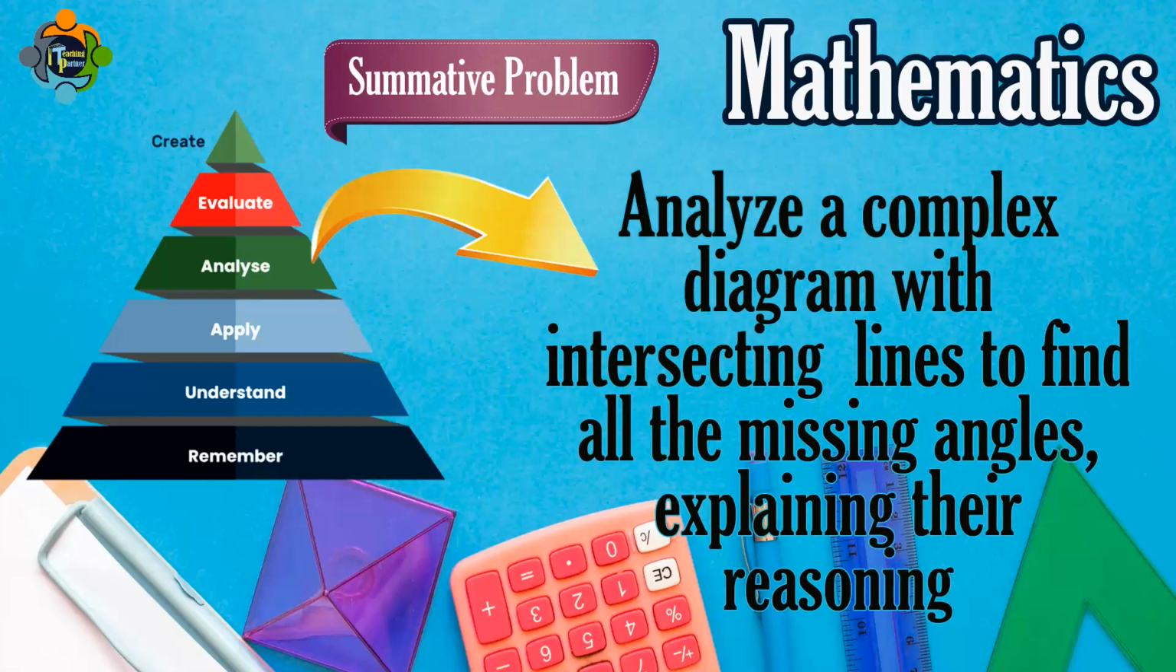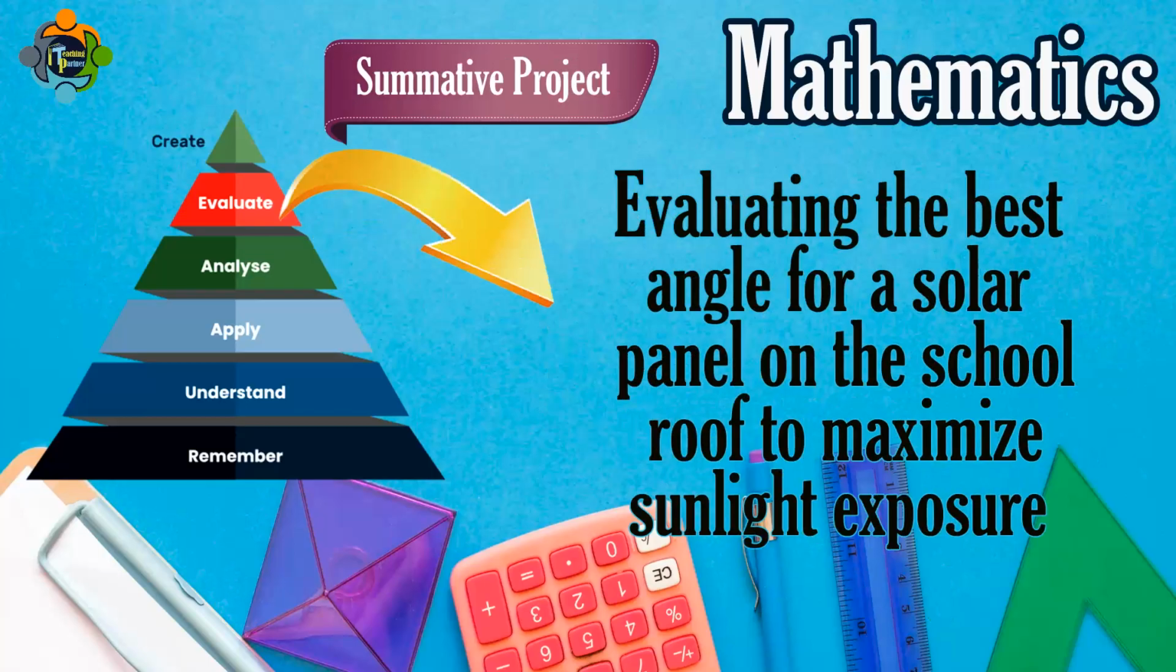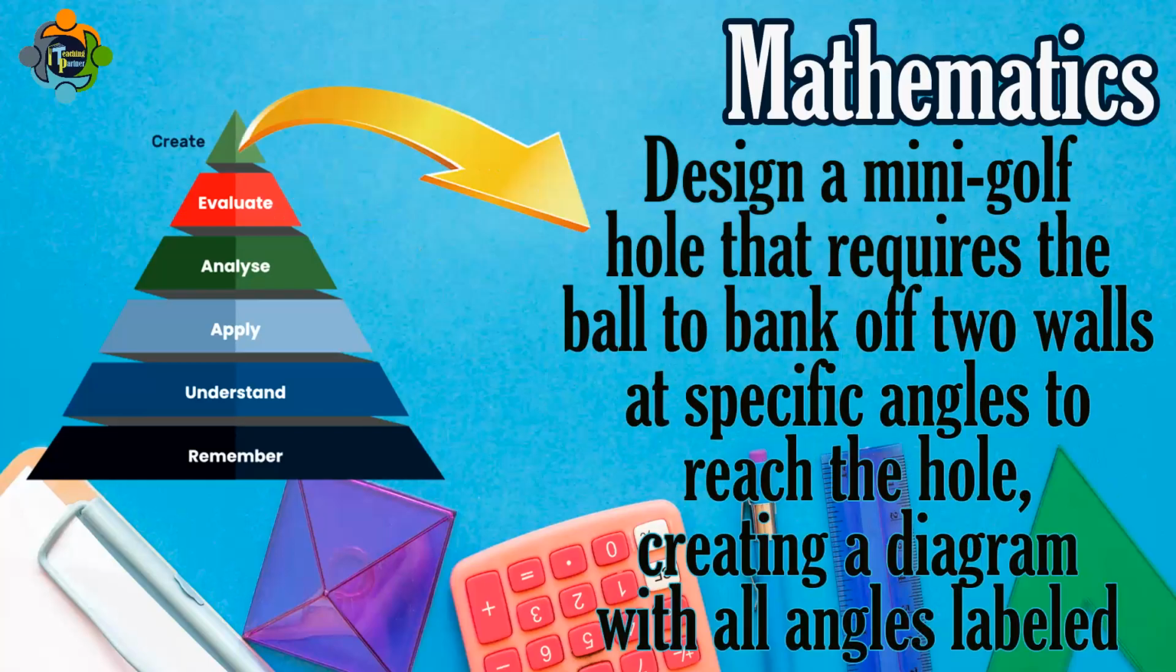For analyzing, a summative problem set where they have to analyze a complex diagram with intersecting lines to find all the missing angles, explaining their reasoning. For evaluating, a summative project could involve evaluating the best angle for a solar panel on the school roof to maximize sunlight exposure. And for creating, they could design a mini golf hole that requires the ball to bank off two walls at specific angles to reach the hole, creating a diagram with all angles labeled.